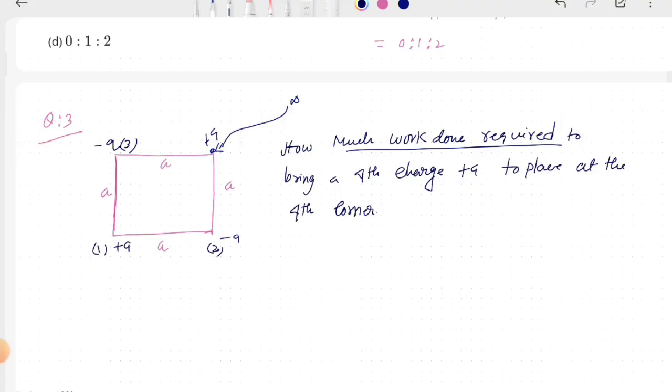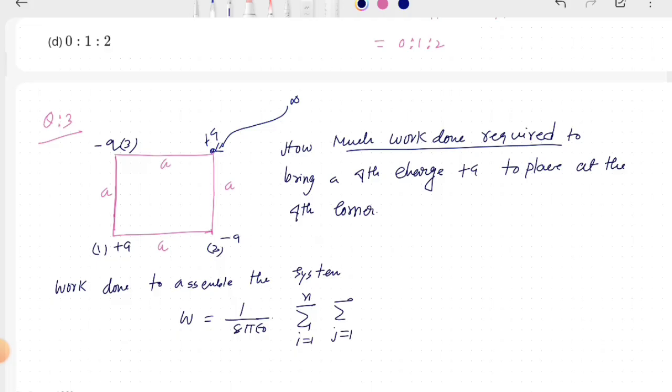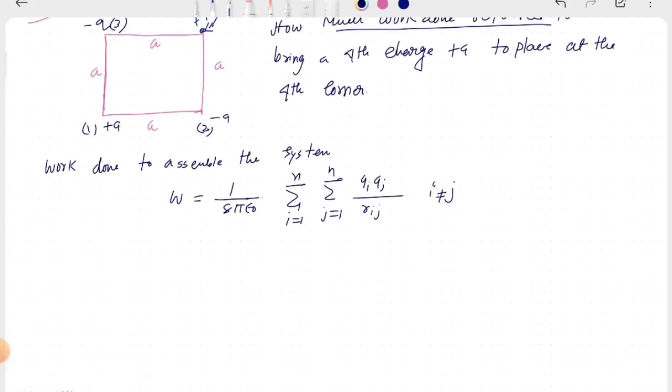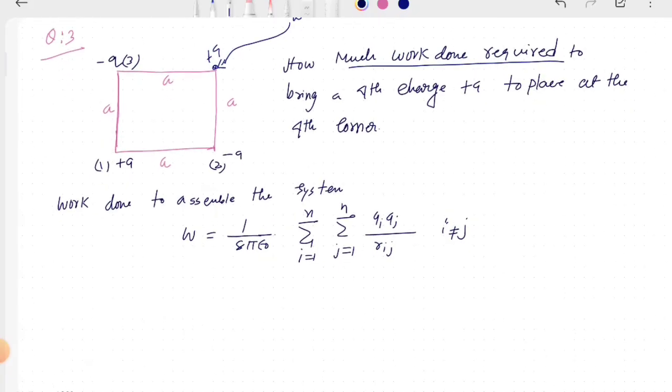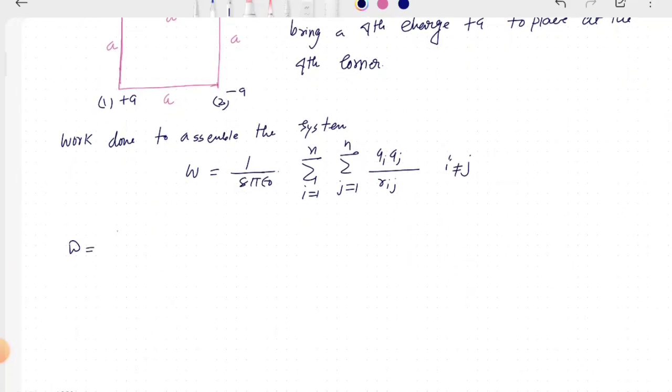the work done to assemble the system, W equals 1 by 8 pi epsilon naught, summation over i from 1 to n, j from 1 to n, Qi Qj upon rij, but i not equal to j. Here you have 4 charges, so the limit of i is 4. So W equals 1 by 8 pi epsilon naught.